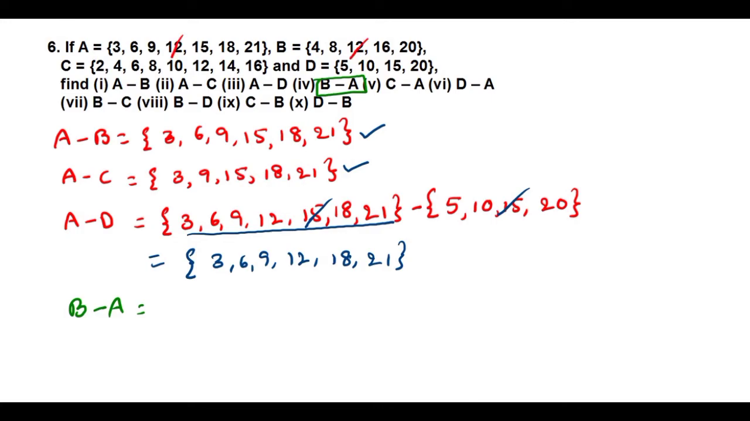Okay, 4 is not a common, 8 not a common, 16 and 20 is not a common. Then write the remaining element from set B, because in B minus A, first set B is there. So then you write the remaining element from set B, that is 4, 8, 16, 20. Okay, so this is the answer for this question.